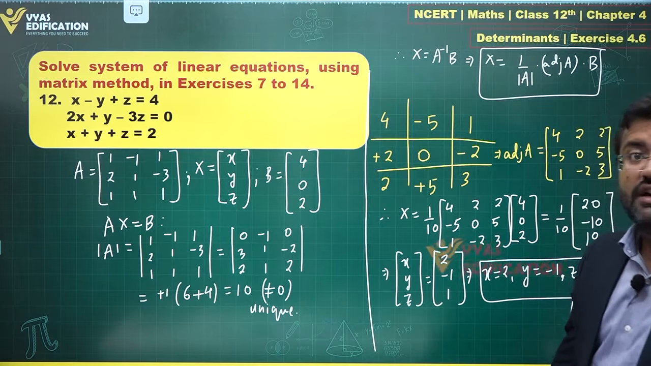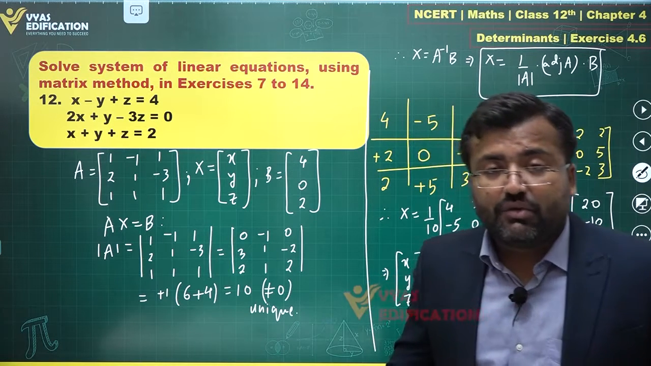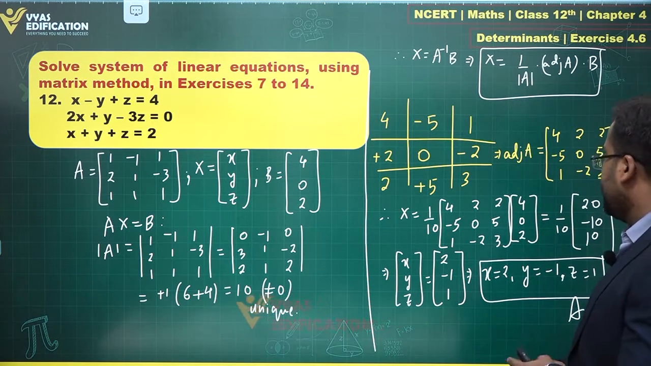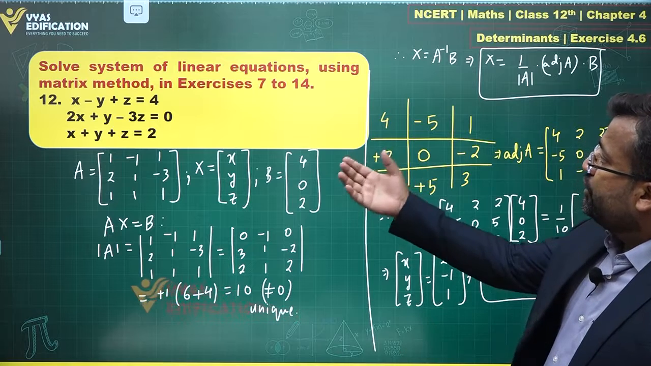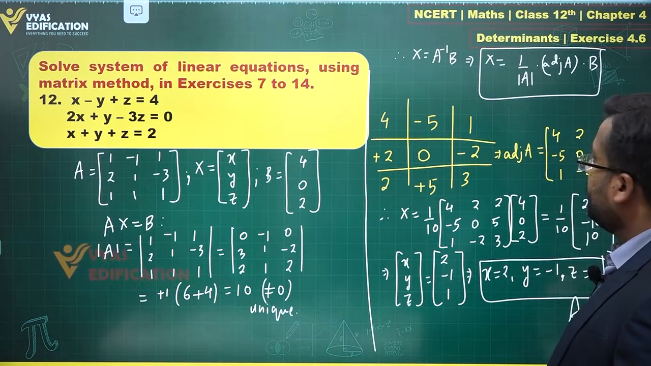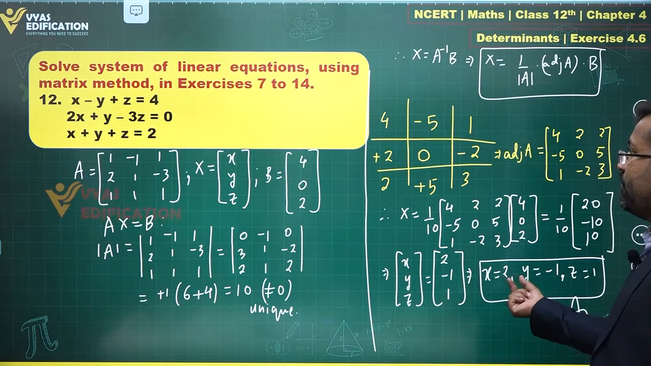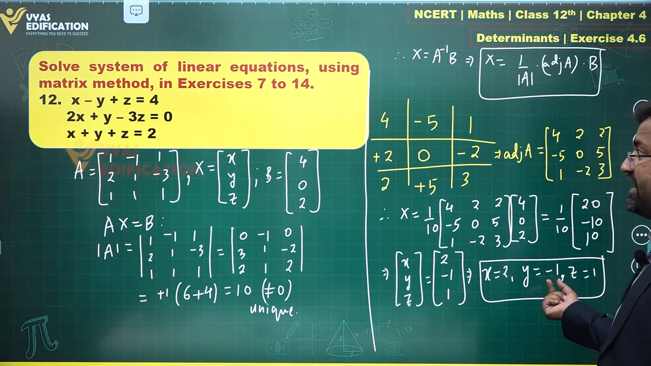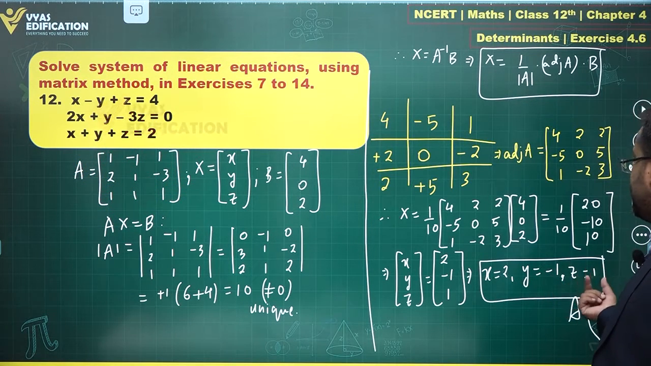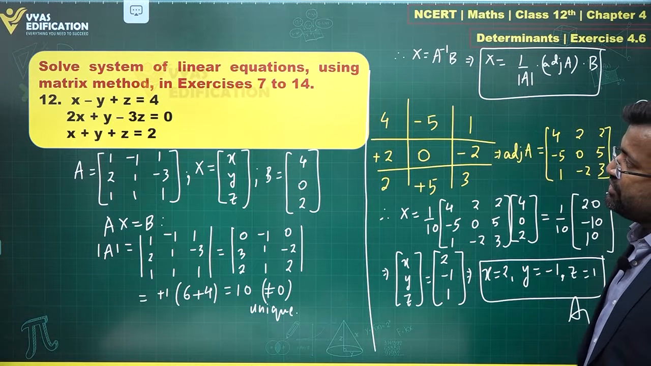That's the required answer. But given the system of equations, you can always check your answer. Let's do that. 2 minus 1, 1. 2 plus 1, 3 plus 1, 4. Right? What is 2x plus y minus 3z? 2x is 4 plus minus 1, which is 4 minus 1 is 3. Minus 3 will be 0. Right? The second equation is also true.